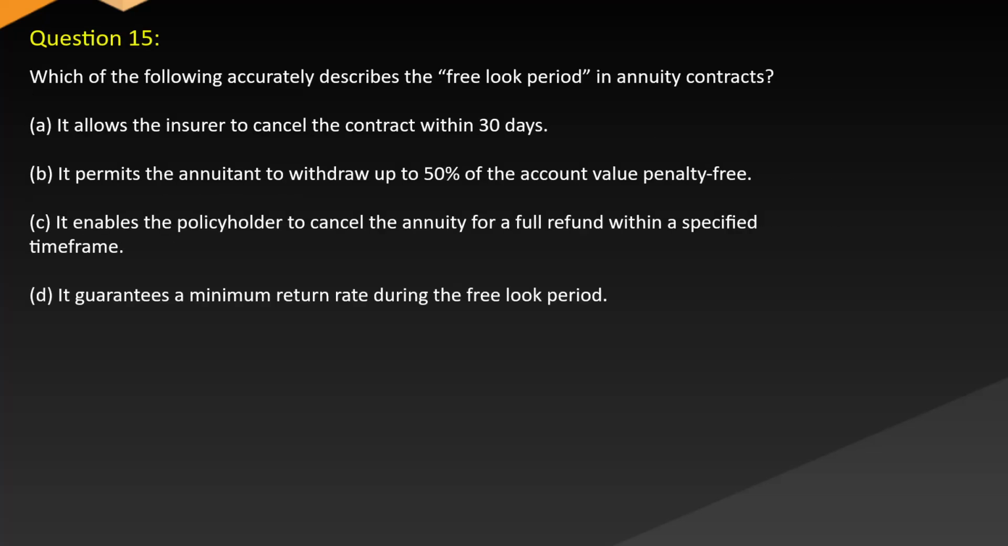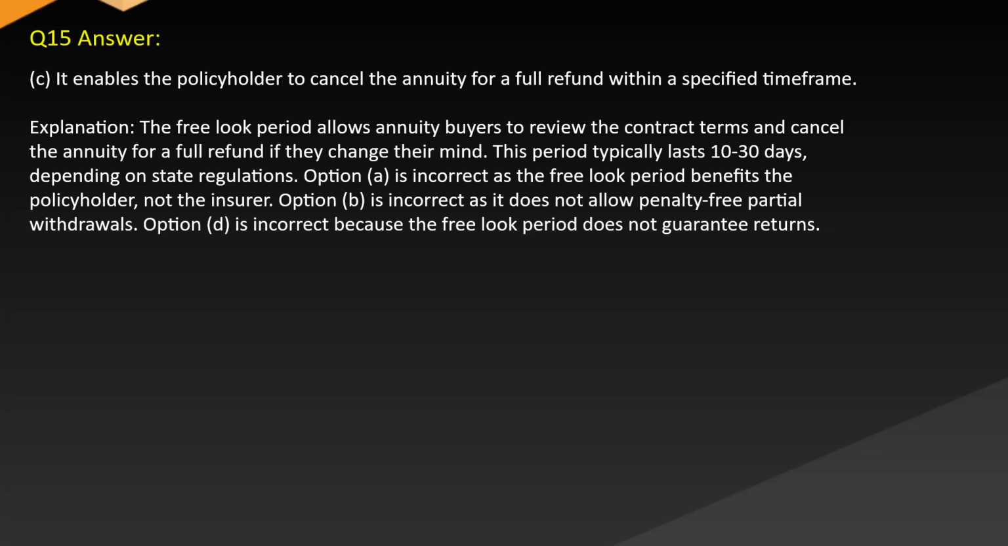Question 15. Which of the following accurately describes the free look period in annuity contracts? A. It allows the insurer to cancel the contract within 30 days. B. It permits the annuitant to withdraw up to 50% of the account value penalty-free. C. It enables the policyholder to cancel the annuity for a full refund within a specified time frame. D. It guarantees a minimum return rate during the free look period. Answer: C. It enables the policyholder to cancel the annuity for a full refund within a specified time frame.